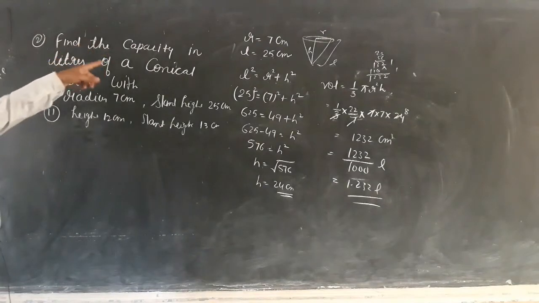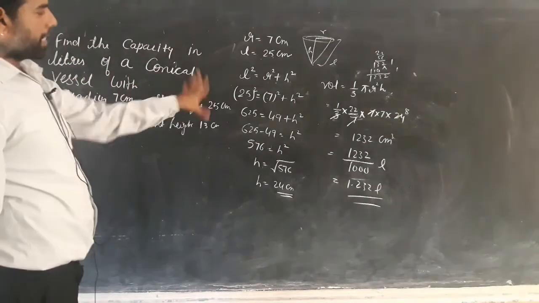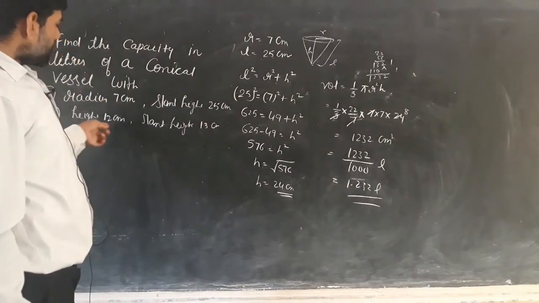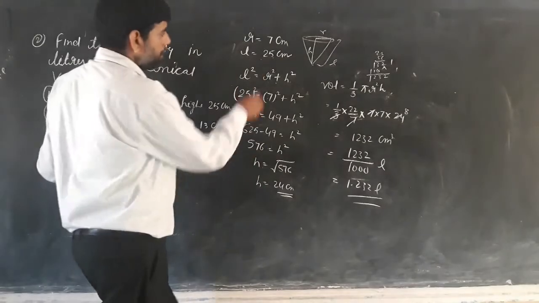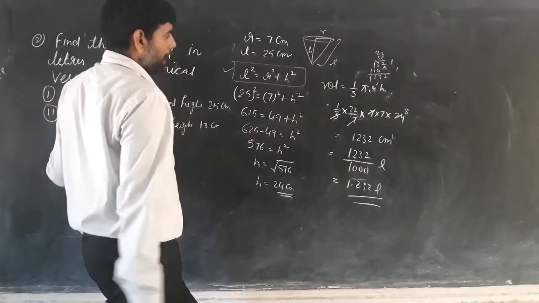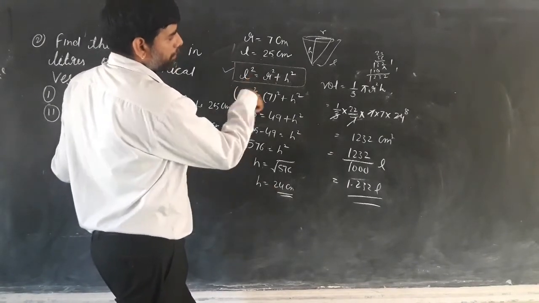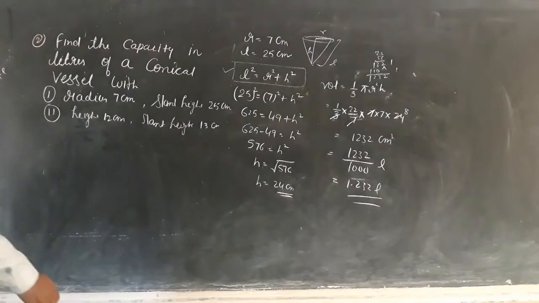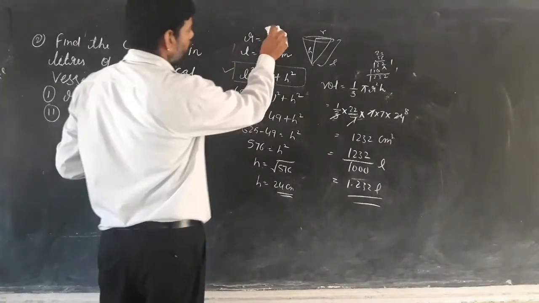Again, repeat the question. Find the capacity in liters of a conical vessel with radius 7 cm and slant height 25 cm. In this question, height was not given, only slant height was given. First we find the height by using the formula of slant height square is equal to radius square plus height square. So therefore height is equal to 24 cm. In the second question, we use only height and slant height. We find the radius. Same formula.